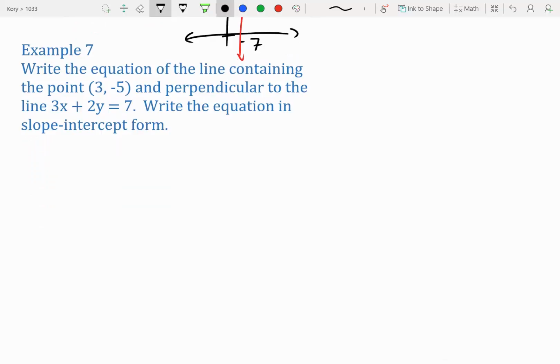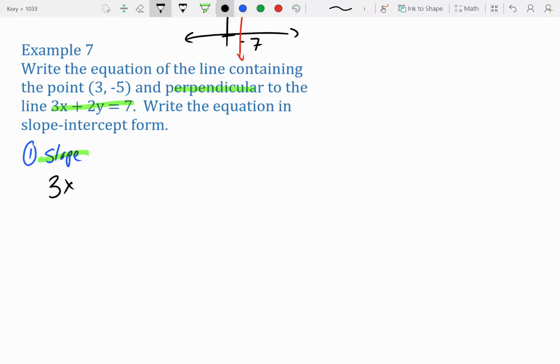Example 7. Last example. Write the equation of the line containing the point 3, negative 5 and perpendicular to the line 3x plus 2y equals 7. We're going to write this in slope-intercept form. So it says write equation line. Our steps do not change. Our first step is to find the slope. It states that it's perpendicular to this line, so we can find the slope because the perpendicular slope is the negative reciprocal, so you flip it and change the sign. So we need to find the slope and then find the perpendicular slope of that.